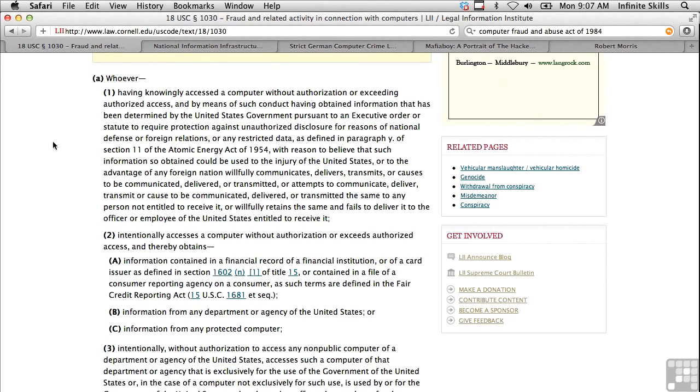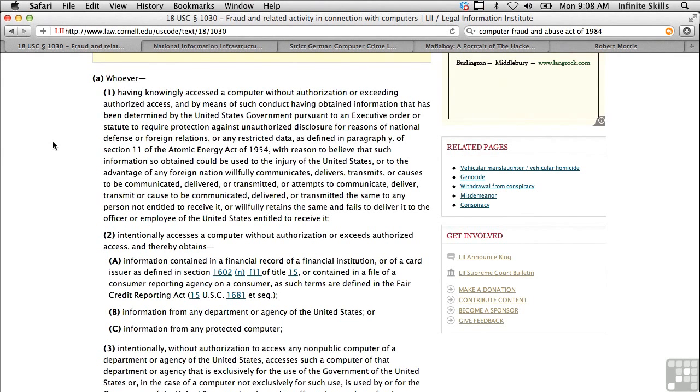We've talked about scope. Scope has to do with exceeding authorized access. So again, we go back to you want to make sure that you know what you're authorized to do and how far you are authorized to go. Going beyond that can not only get you in trouble with your employer, but it can get you in trouble with the law as well.